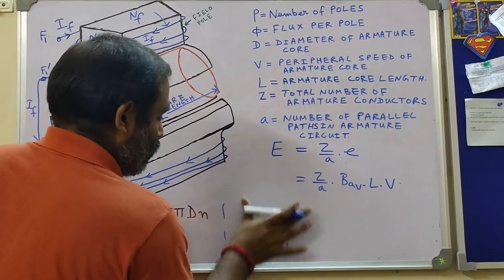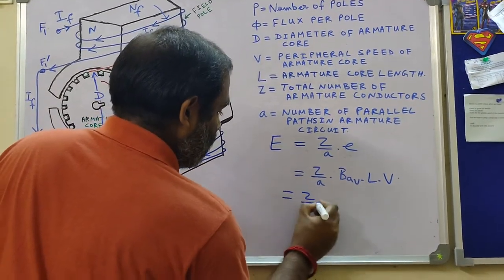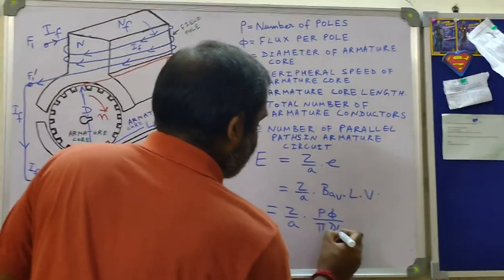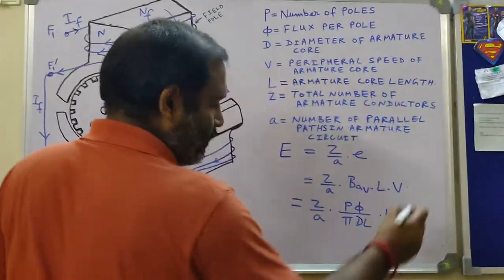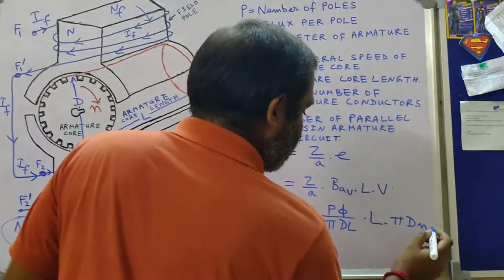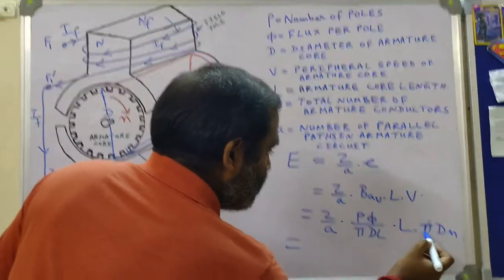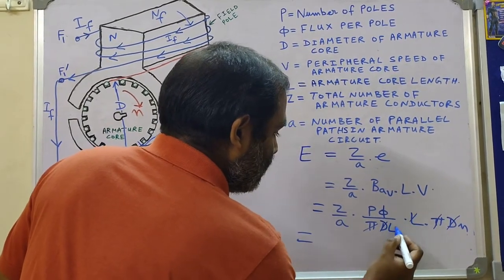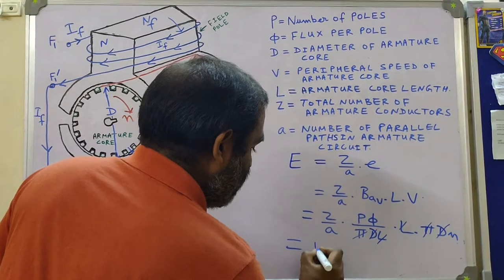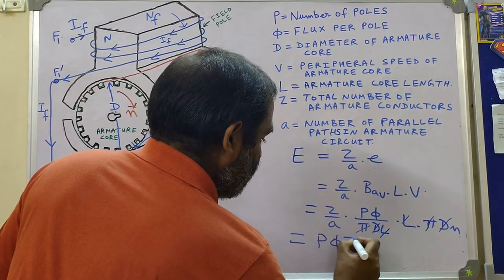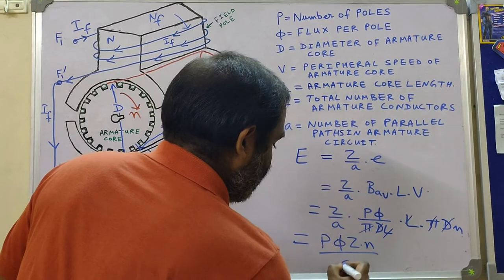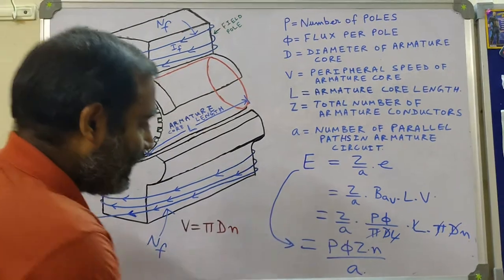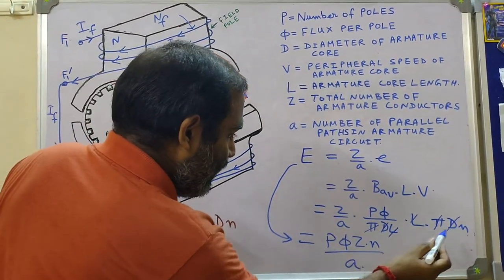Now, furthermore, what was the expression for B average? If you remember, B average was P phi divided by pi D L. And what was the expression for V? It was pi D N. Now if you simplify, this pi and this pi get cancelled, this D gets cancelled, this L gets cancelled. So, we have P phi Z small n by A. So, the EMF induced in the armature winding of a DC machine is given by P phi Z n by A.